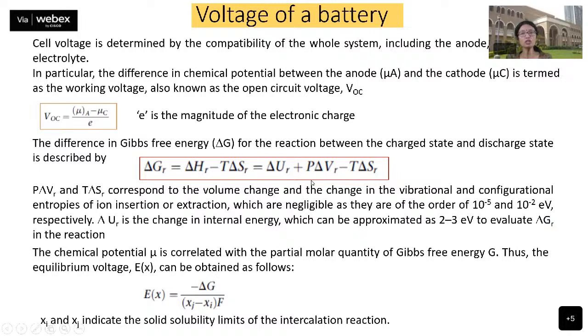So the delta G value is actually related to this delta V, which is nothing but your potential. The chemical potential is correlated with the partial molar quantity of Gibbs free energy. The equilibrium voltage is given by this equation, where E is equal to minus delta G divided by (xj minus xi) F. Here xj and xi are the solid solubility limits of the intercalation reaction. Whenever lithium moves into different sites, it is getting intercalated, so this is the solid solubility limit of that particular intercalation reaction.